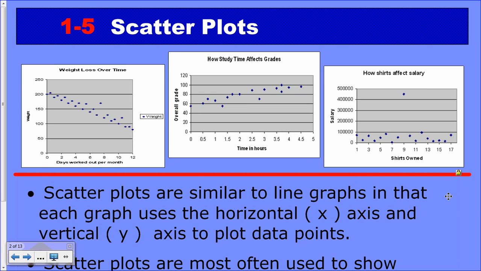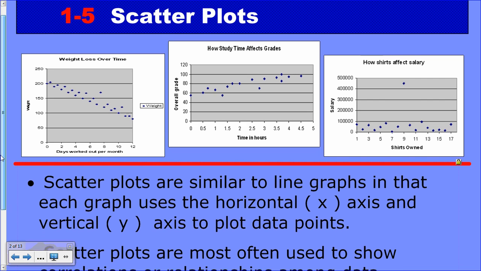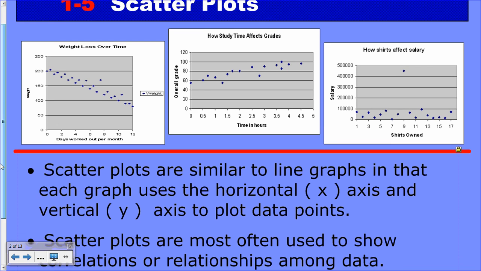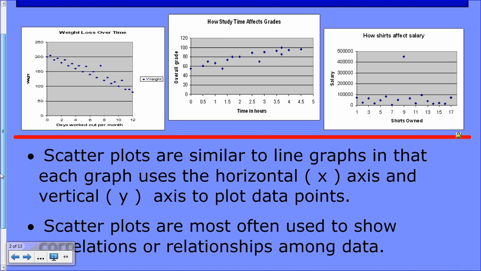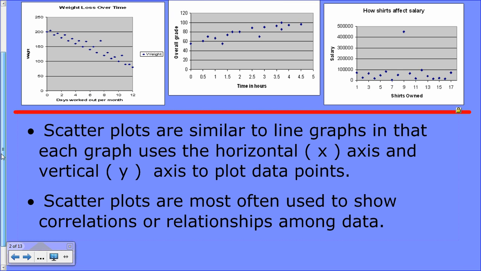Okay, so tonight we're going to talk about scatter plots. Scatter plots are similar to line graphs in that each graph uses the horizontal x-axis and the vertical y-axis to plot data points. So these up here are examples of scatter plots. Scatter plots are most often used to show correlations or relationships in data.